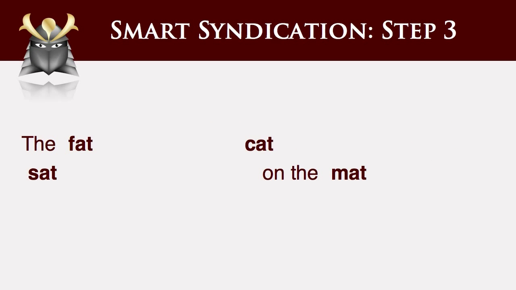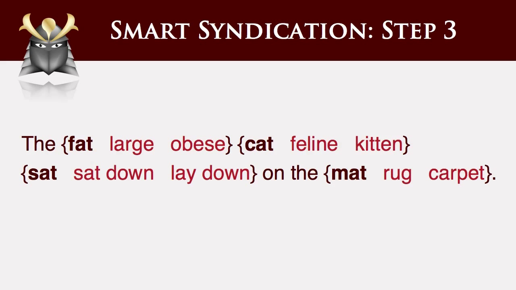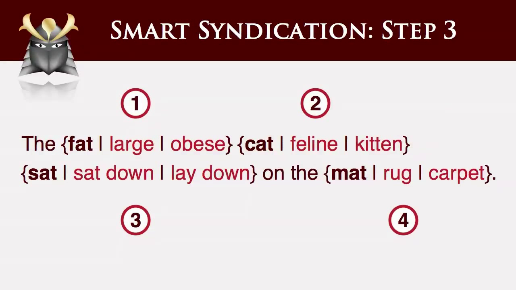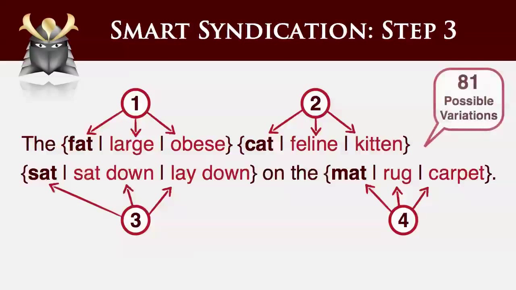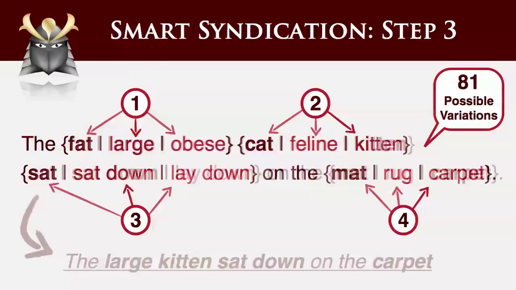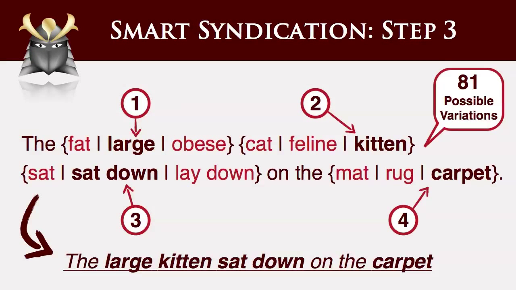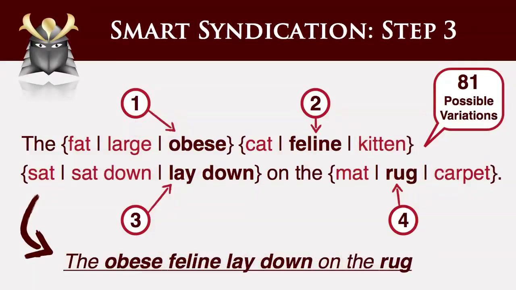Each word is replaced by the different word phrase options in brackets, separated by a vertical bar character. This single sentence has 4 spin blocks, and each spin block has 3 different word variations. Therefore, if you were to randomly pick a word from each spin block, you can generate 81 different sentences that convey the same meaning. Here are 2 examples. The large kitten sat down on the carpet. The obese feline lay down on the rug.